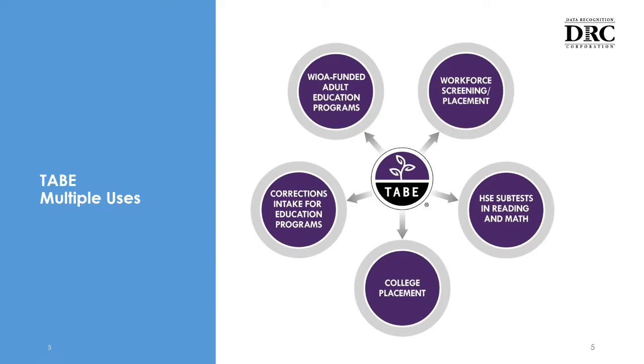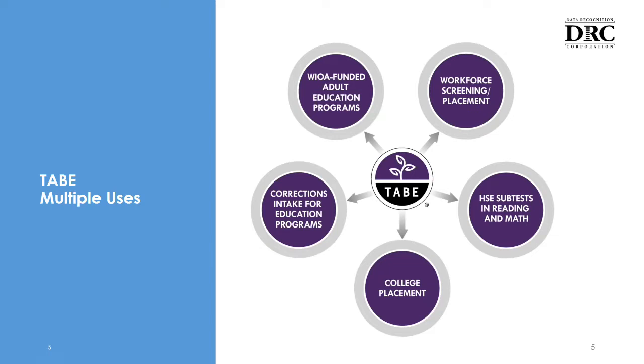There are several college programs that use TABE for placement purposes. This is not for acceptance into the post-secondary, but more of a placement category. Many programs use ACCUPLACER, and some programs use TABE in place of that to decide whether a student should be going into the credit or the non-credit remedial track for some of the reading and math skills as they're entering the post-secondary world. So that's another use.